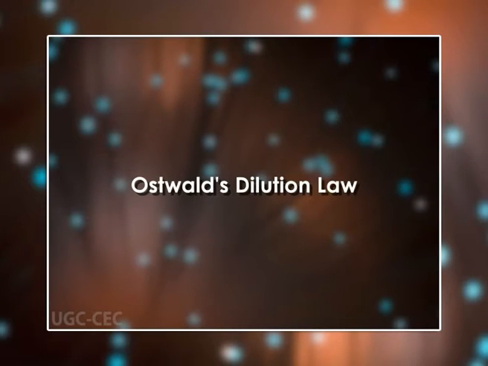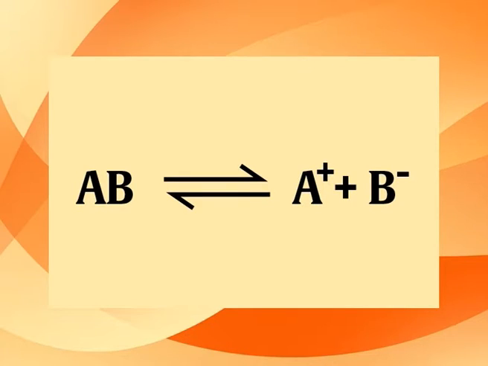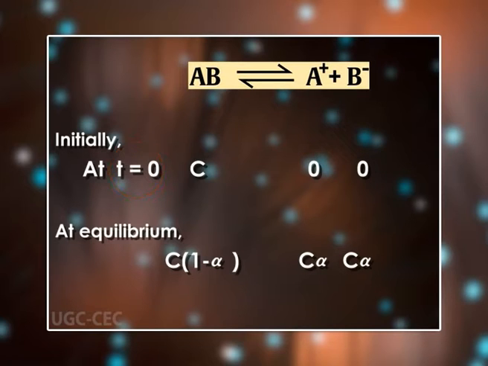Now friends, let us discuss Ostwald's dilution law, which is very important for the present discussion. Consider a binary electrolyte AB which dissociates into A+ and B- ions, and the equilibrium state is represented by the equation AB in equilibrium with A+ plus B-. Initially, at time t equal to 0, we will have the concentration of AB equal to C, the concentration of A+ equal to 0, and the concentration of B- equal to 0.